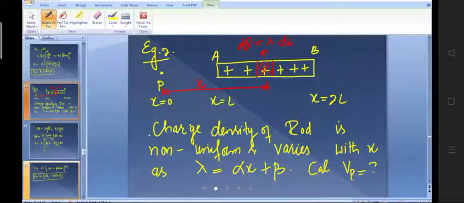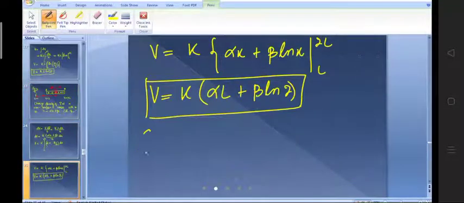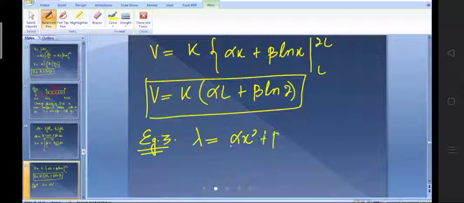So let me keep a home assignment for you. Example number 3 will stay as a home assignment, and it is like this: for exactly the same problem, lambda is equal to alpha into x square plus beta x. This is in coulomb per meter. This is the charge density that is given to you, and you are supposed to calculate potential at point P for exactly the same problem.